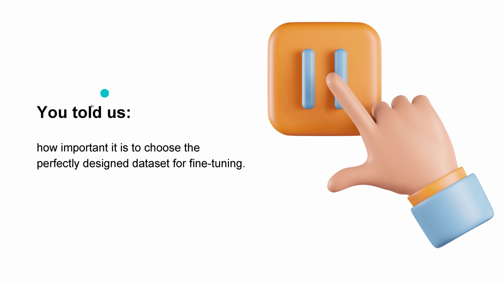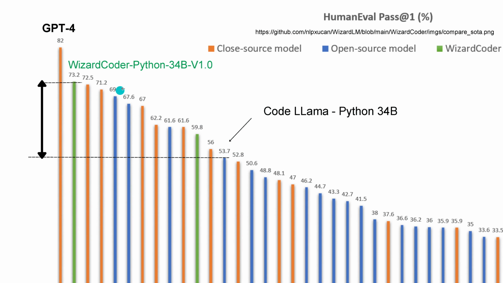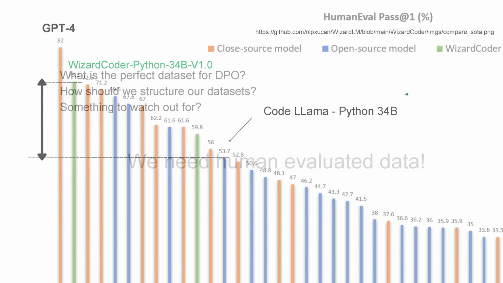And the agent might say, hey, you told us in your last video how important it is to choose the perfectly designed dataset for the fine-tuning. So you remember in this video about fine-tuned WizardCoder LLMs, I told you that the performance difference between the classical Code Llama in the 34 billion trainable parameter version compared to the WizardCoder with the same model size is 20 points. And it was primarily achieved by a clever high-performance fine-tuning dataset.